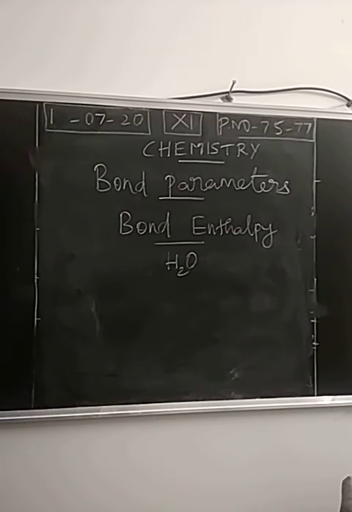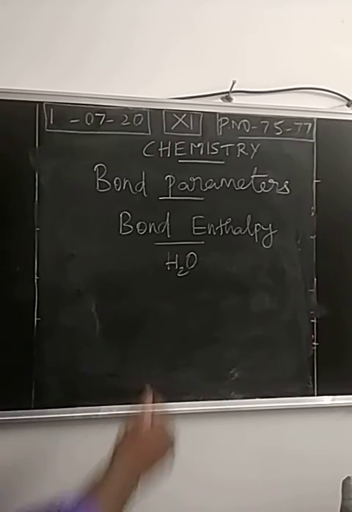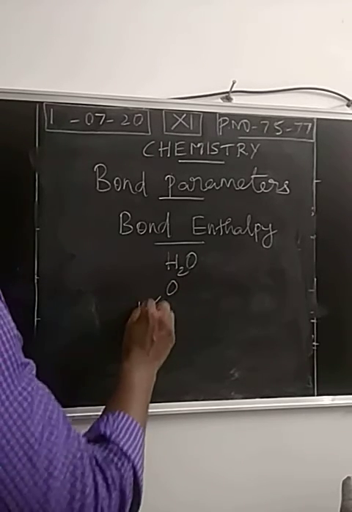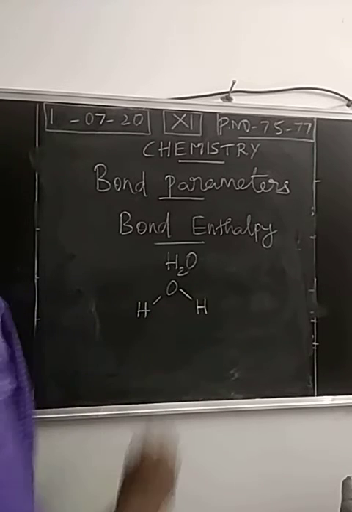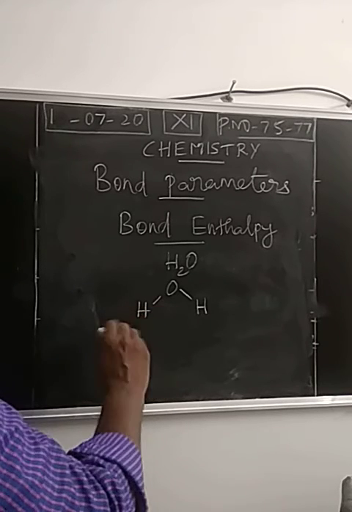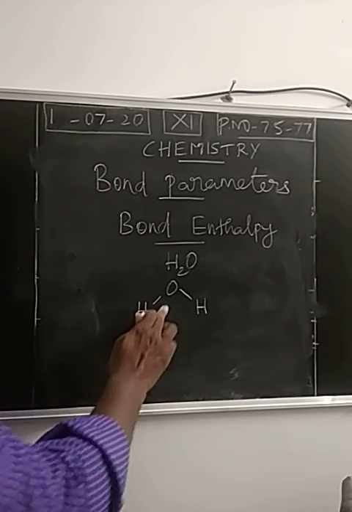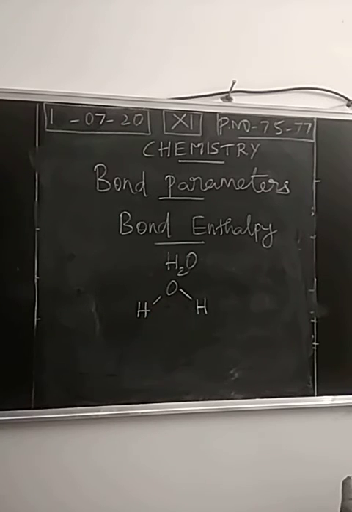Take water, this is a polyatomic molecule, right? More than 2 atoms are present, so totally 3 atoms. So what will be the structure? It has a tetrahedral structure. Here there are 2 covalent bonds. The bond enthalpy of this bond will be different from this one, right?